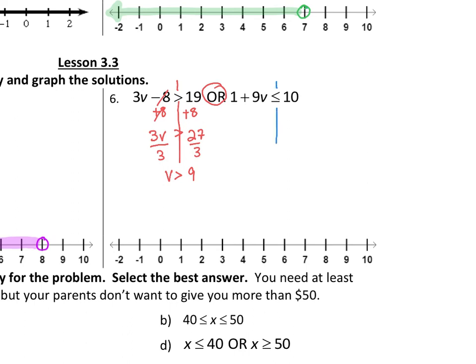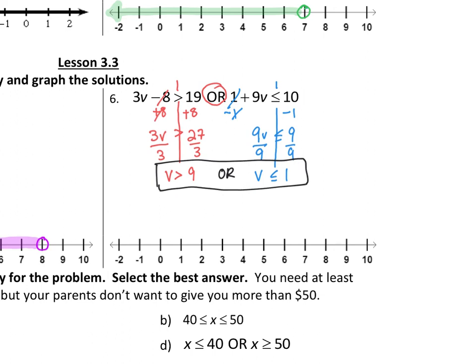Same thing on the other side here, so just solve this inequality on its own. I'm going to subtract the 1 from both sides, getting 9v is less than or equal to 9. Divide both sides by 9, and v is less than or equal to 1. And we're going to bring that word OR back down. So our final answer without the number line would be this one.